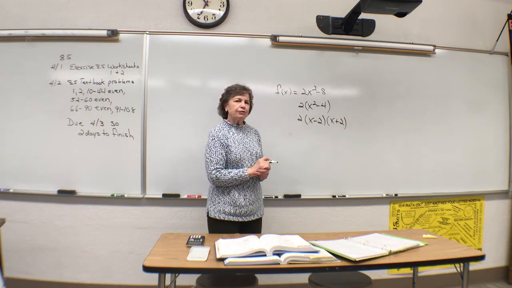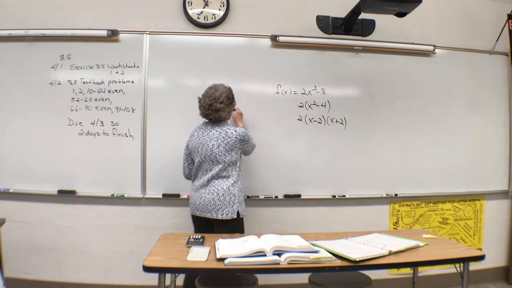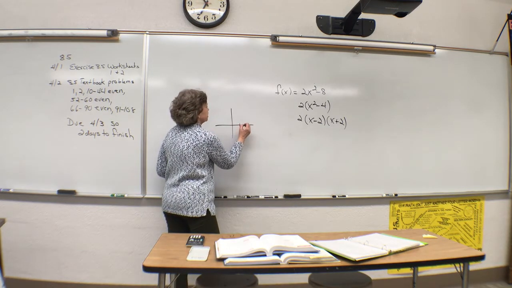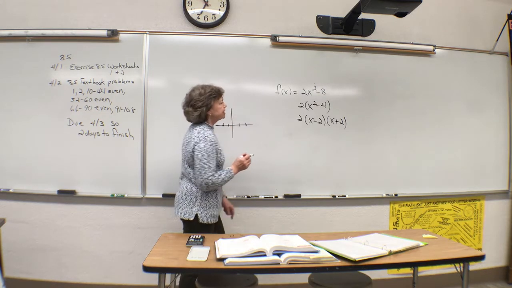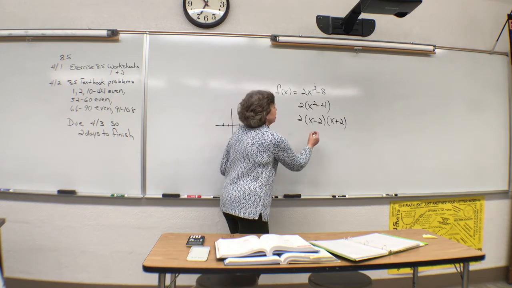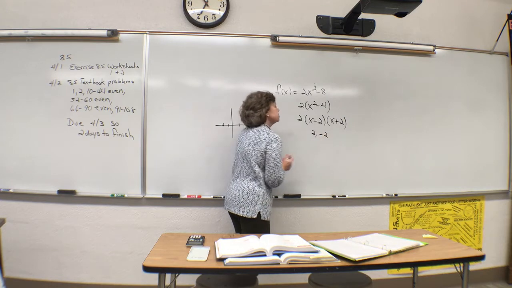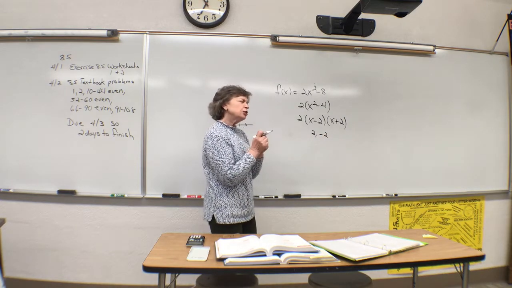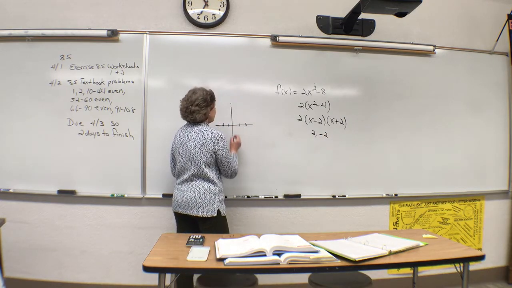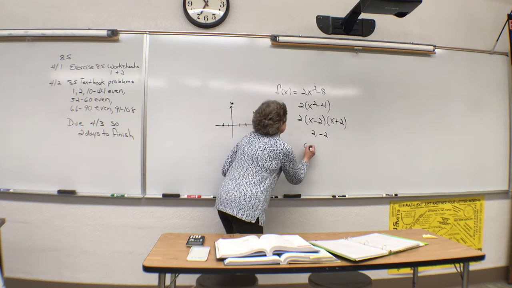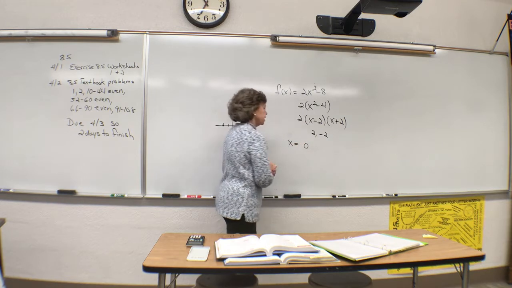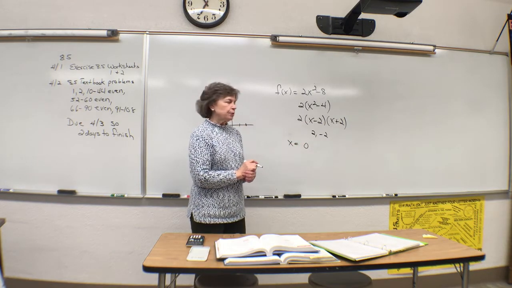What does that mean about our graph? I've got intercepts at 2 and at negative 2. I know my vertex is going to be right in the middle. So I've got intercepts at 2 and negative 2, and I add those together and divide by 2, and I'm at 0. So this y-axis is our axis of symmetry. X equals 0, that's the equation for the y-axis.